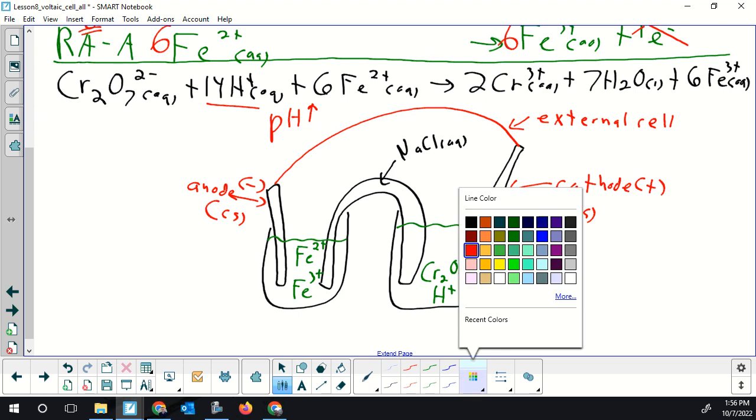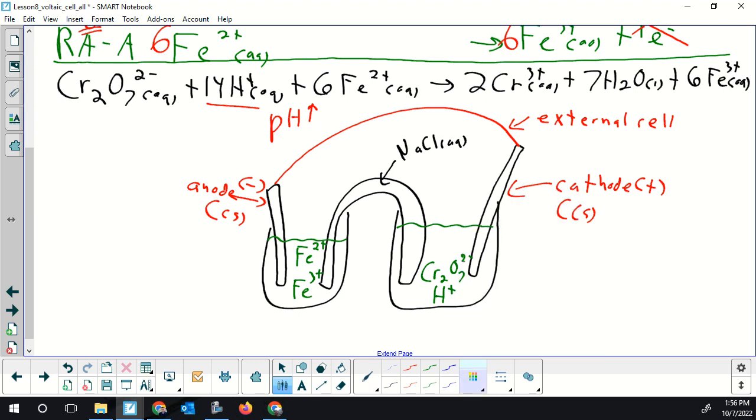So let's label some movement, and then I'll check that list and see if I've covered all the required parts. Electron flow, that has to be from the anode where we have oxidation. So our anode is losing electrons, and the electrons are going to go towards the cathode.